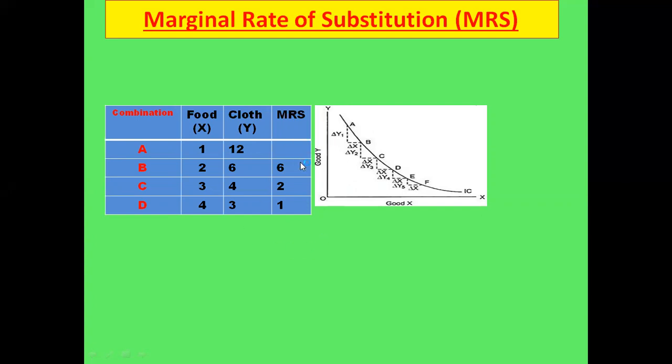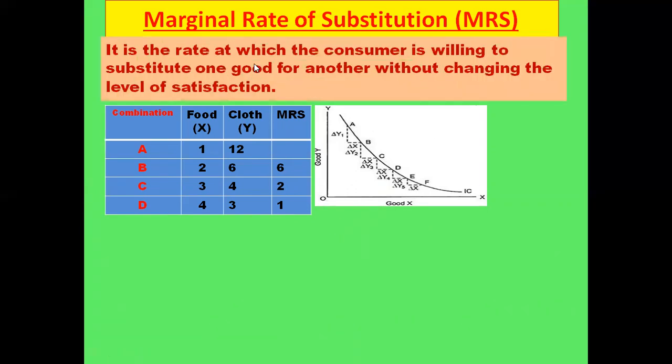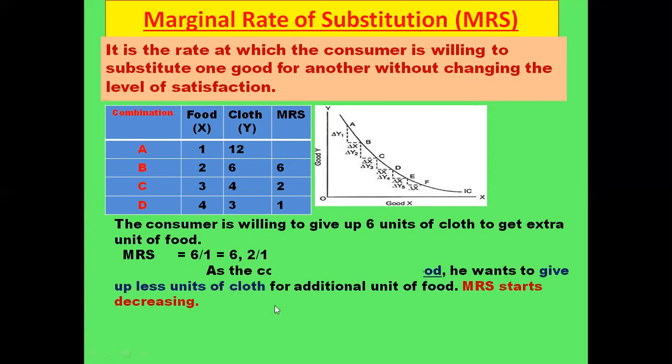But here we can see that marginal rate of substitution is decreasing, because as the consumer consumes more and more units of food, the consumer's willingness to give up clothes decreases. See, initially the consumer gives 6 units of clothes, then he gives only 2 units of clothing, and then only 1 unit of clothes. So the consumer is willing to substitute less of one good for another. So marginal rate of substitution is the rate at which the consumer is willing to substitute one good for another without changing the level of satisfaction. That is, the MRS decreases.